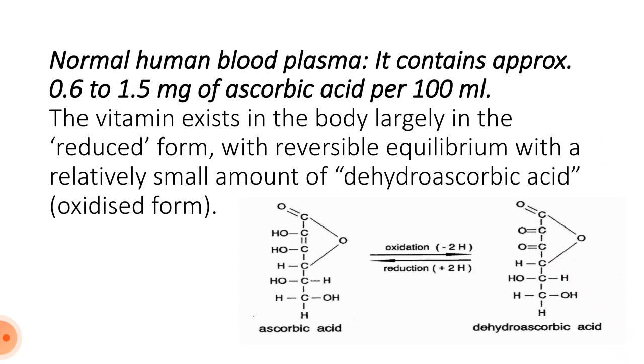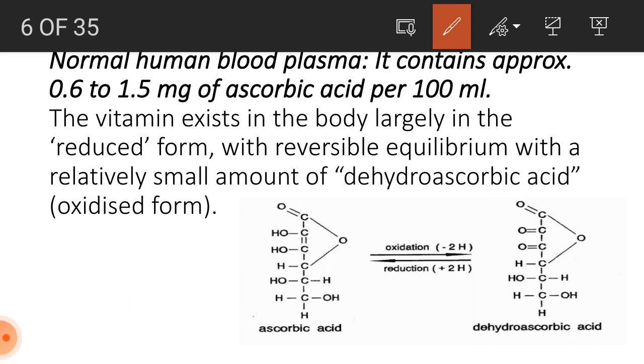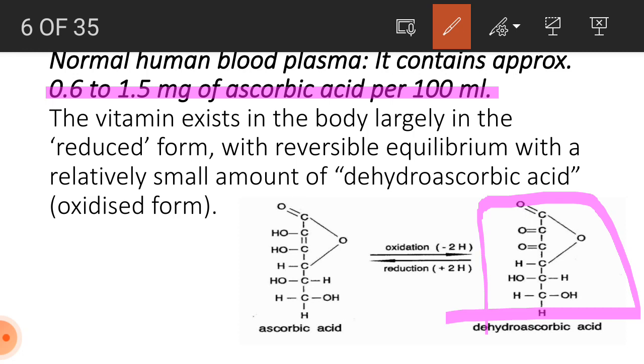The normal human blood plasma contains approximately 0.6 to 1.5 milligram of ascorbic acid per 100 ml. The vitamin exists in the body largely in the reduced form with reversible equilibrium with a relatively small amount of dehydroascorbic acid, which is the oxidized form. So there is oxidation which results in the formation of this dehydroascorbic acid. But vitamin C exists in the body in the reduced form.